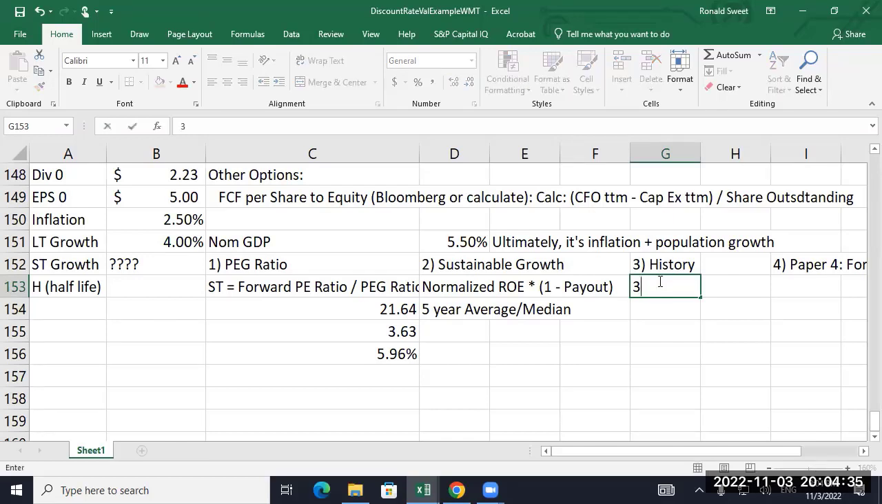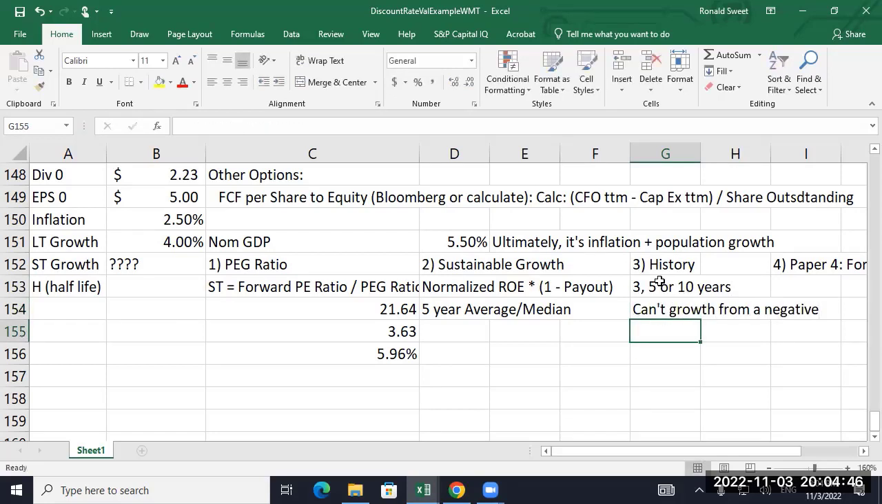So 3, 5, or 10 years. The issue here is you can't grow from a negative. So if their earnings were negative, you can't do a growth rate. So you'll just have to leave those out.